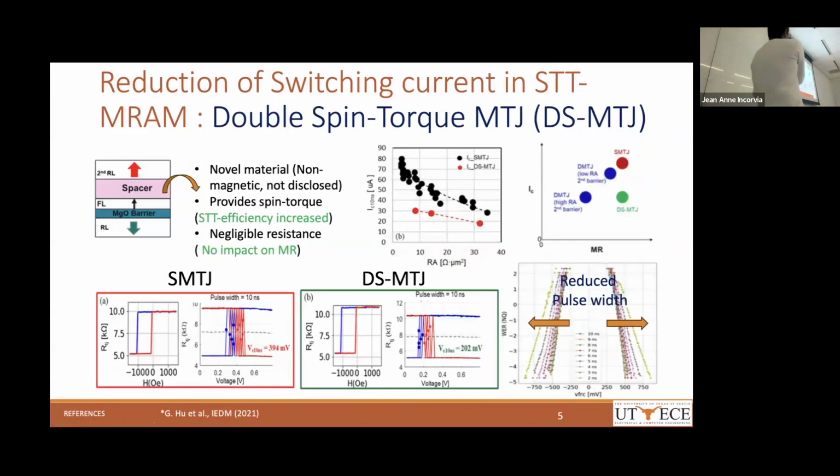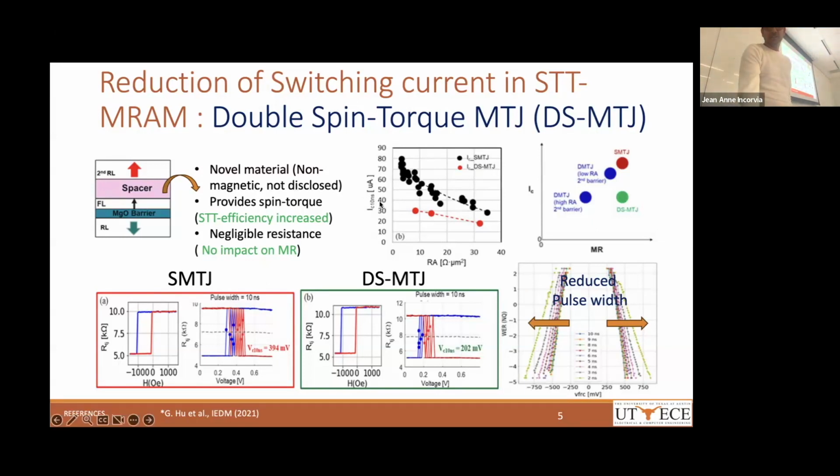So this is another interesting work that came out of IBM. Here they just replace the top barrier layer with a non-magnetic spacer. So this gives us very low resistance. So the MR is not affected by this layer at all. The MR is only affected by the MgO barrier that is there, but also the spacer layer provides the necessary spin torque, which increases the STT efficiency. So that's the idea. They didn't disclose the material, but most probably it might be ruthenium.